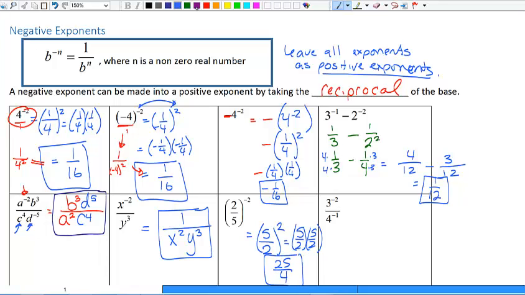Alright, now on this problem, because we have two different bases here, and each of them has a negative exponent, I think the easiest way to think about this problem is like they're not happy. So 3 to the negative 2 is living upstairs. He's not happy about it, so you're going to move him downstairs. 4 to the negative 1, he's downstairs. He's not happy about it, so you're going to move him upstairs. So that leaves me with 4/9.